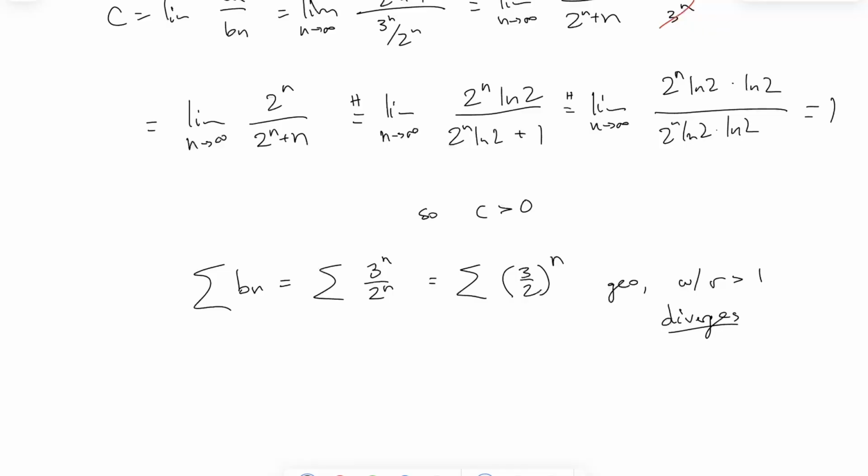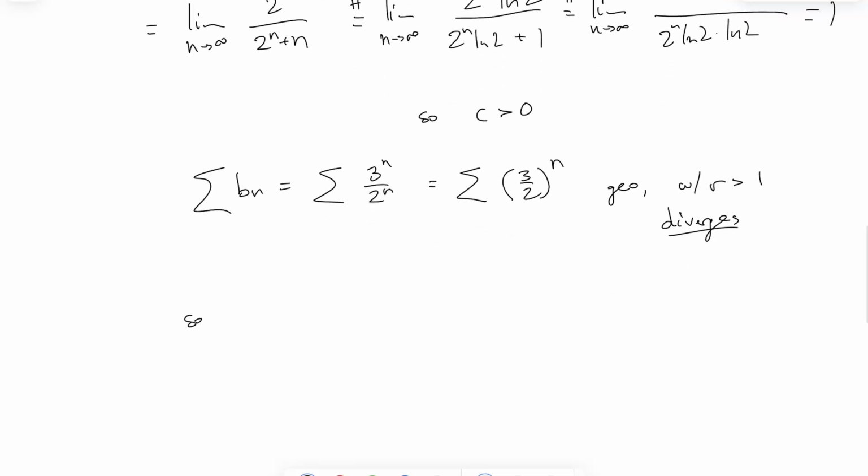All right. So the Bn diverges, which means what we started with also diverges. That's the whole point of the comparison test. So that means that the An's, which is what we started with, 3 to the n over 2 to the n plus n, diverges. Right. This is it. This is how we do it.